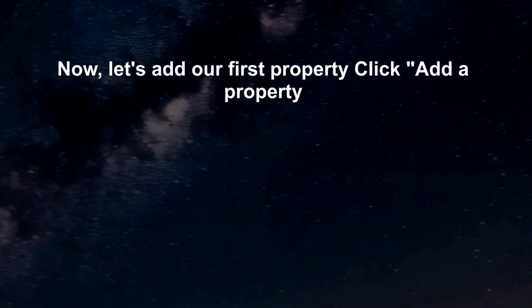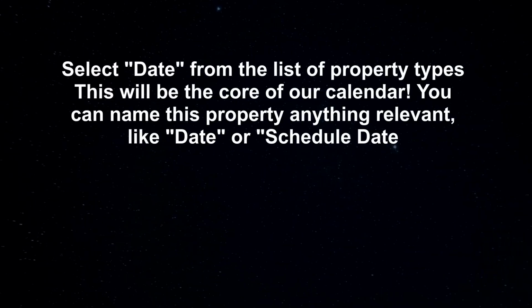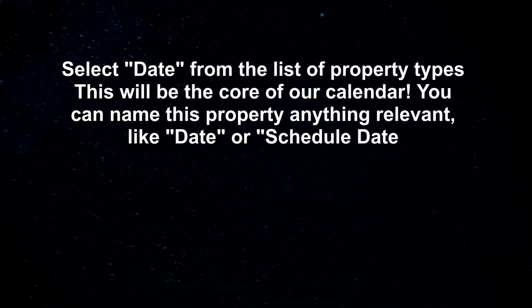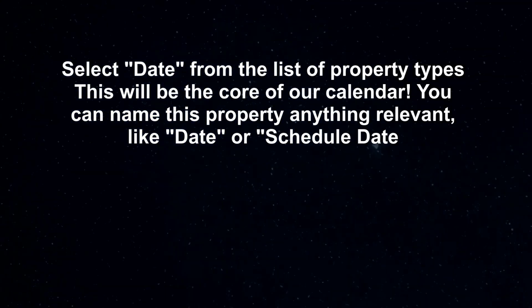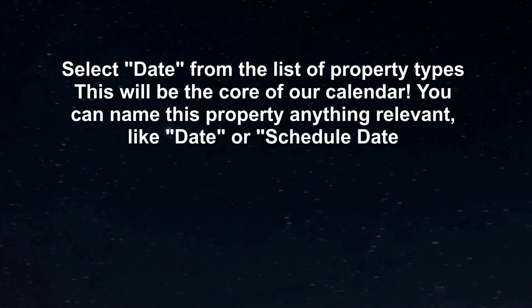Now, let's add our first property. Click Add a Property. Select Date from the list of property types. This will be the core of our calendar. You can name this property anything relevant, like date or schedule date.